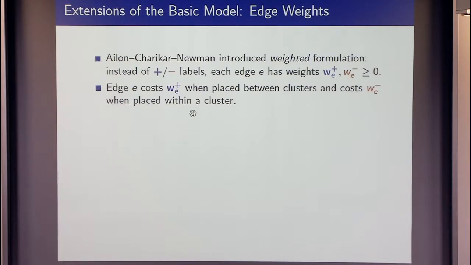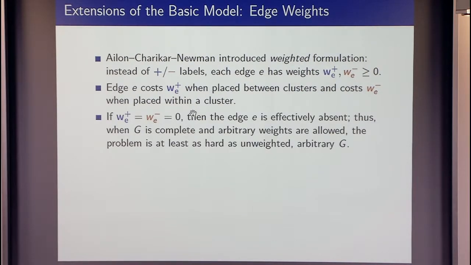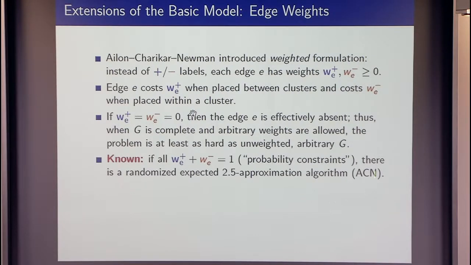So each edge misplacement has its cost, and the cost of misplacing an edge by placing it within a cluster is denoted by omega e minus. So by choosing those weights, you can control how much an edge is important in your graph and how much you want to emphasize where this edge should belong in the cluster structure. And you can also control, in some sense, the topology of the network, because basically you can set both weights to be equal to 0 for some edges, which would then imply that that edge is completely gone from the graph.